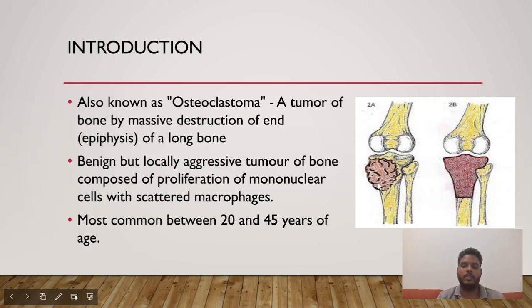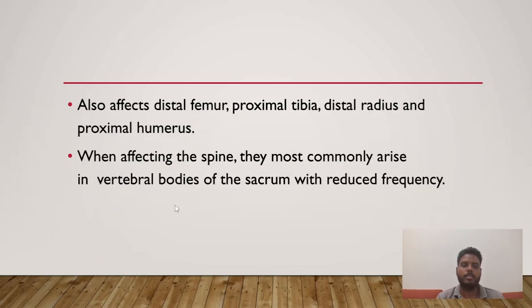As you can see in the diagram here, this is how the giant cell tumor looks. It also affects the distal part of the femur, proximal tibia, distal radius, and proximal humerus. When it affects the spine, it will most commonly arise in the vertebral bodies of the sacrum, and that also with reduced frequency. So when it affects the spine, it would usually occur in the vertebral bodies. So that's in other words.